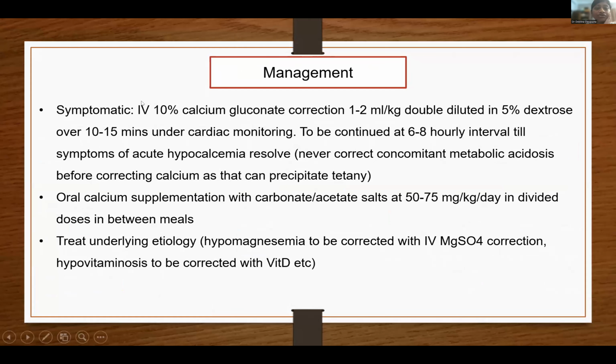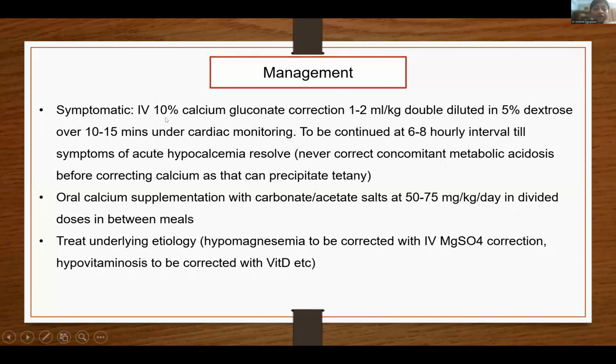So how do we manage? If the child is symptomatic, we have to give an IV calcium correction. It always has to be with calcium gluconate in children. Avoid calcium chloride, which can cause tissue necrosis due to extravasation. Even when you're giving calcium gluconate, be very careful. It should not extravasate. Otherwise, it can give rise to very bad tissue necrosis.